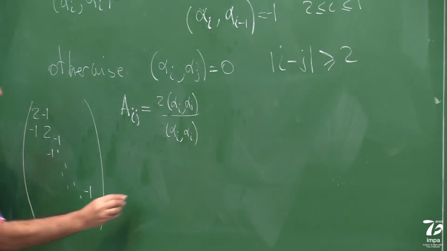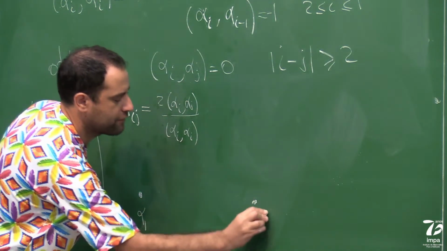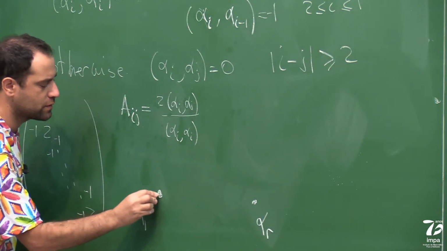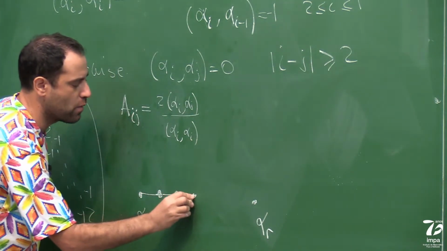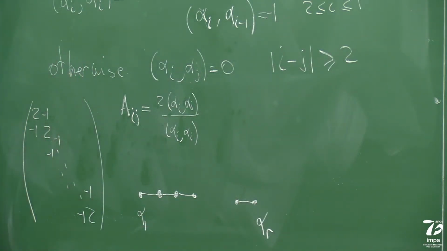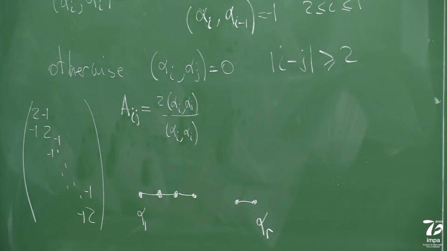So what is the Dynkin diagram? I have the one that corresponds to alpha 1. I have the last simple root which corresponds to alpha r. And any two consecutive roots are connected by only one arrow. So it looks like this. Okay, so what's the highest root? Well, we know this is an indecomposable simple root system. This is a connected Dynkin diagram.